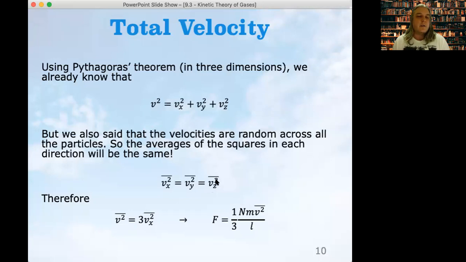So that means that we can say Vx squared is equal to Vy squared equal to Vz squared, again all the averages there. And that means that the average of your velocity squared is equal to 3 times the average of your x component squared. And that means we can rewrite our force equation.